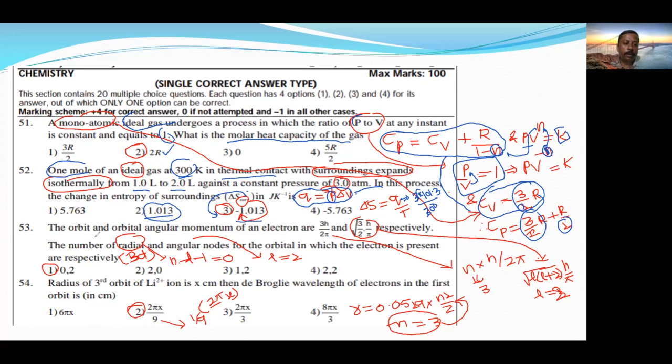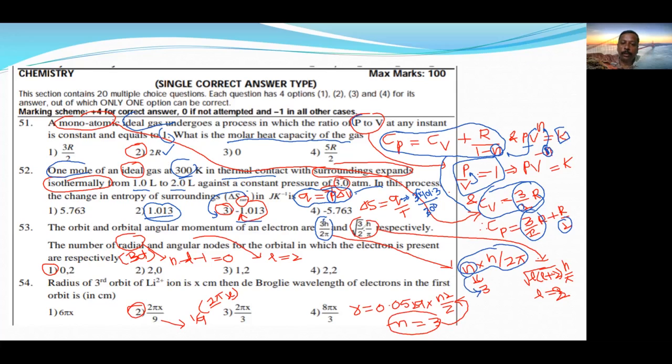Next, the orbital angular momentum of an electron is 3h upon 2 pi. So this is orbit angular momentum. What is the formula? nh upon 2 pi. When you compare h upon 2 pi and 3h upon 2 pi, that means the n value is equal to 3.